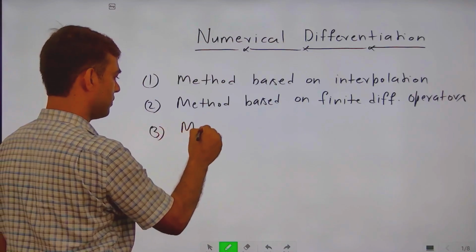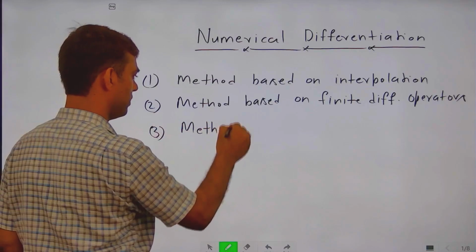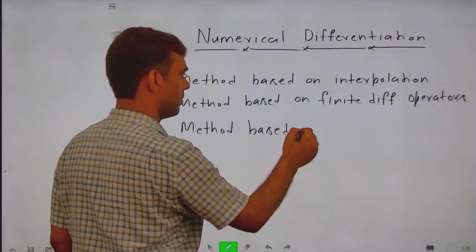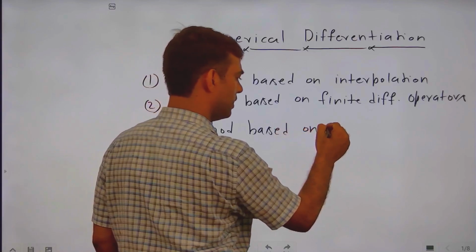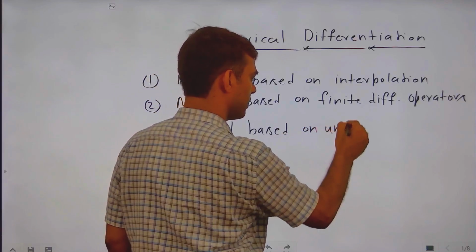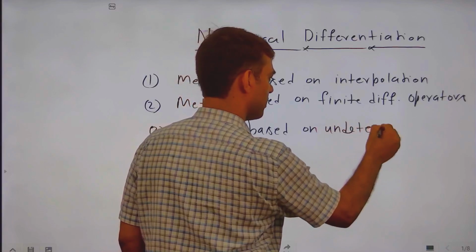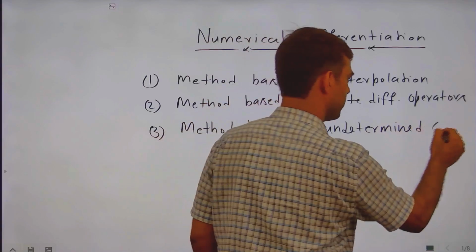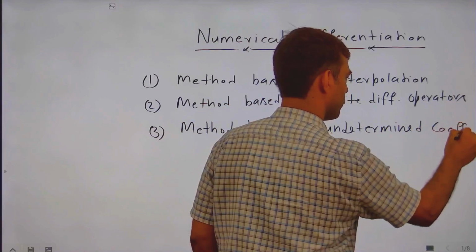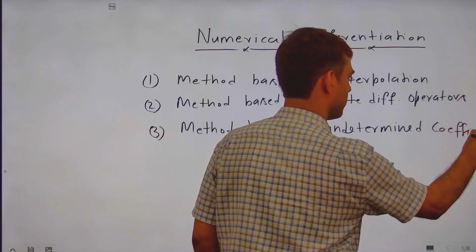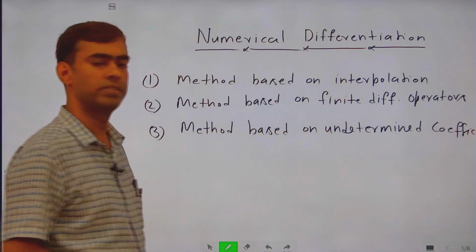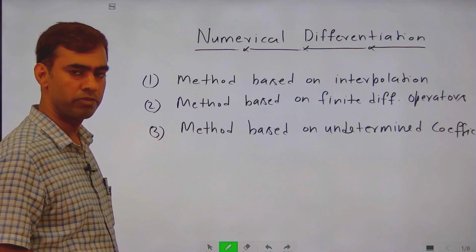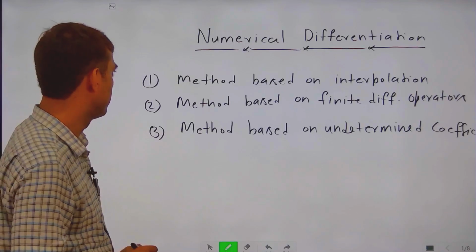And the third method is the method based on undetermined coefficients. So, there are three methods to find values of a numerical differentiation.